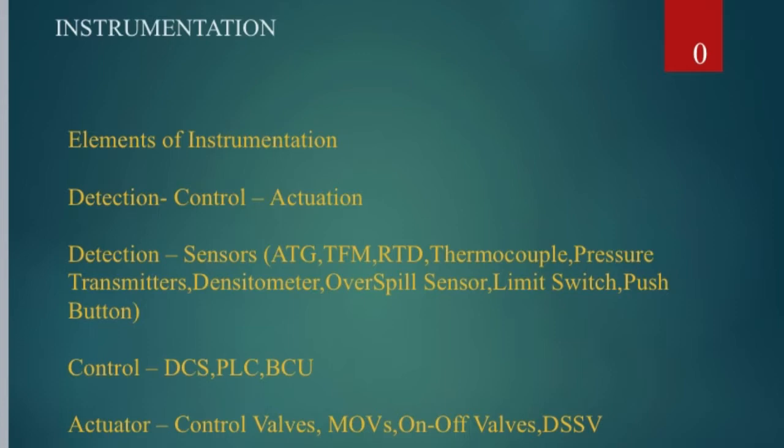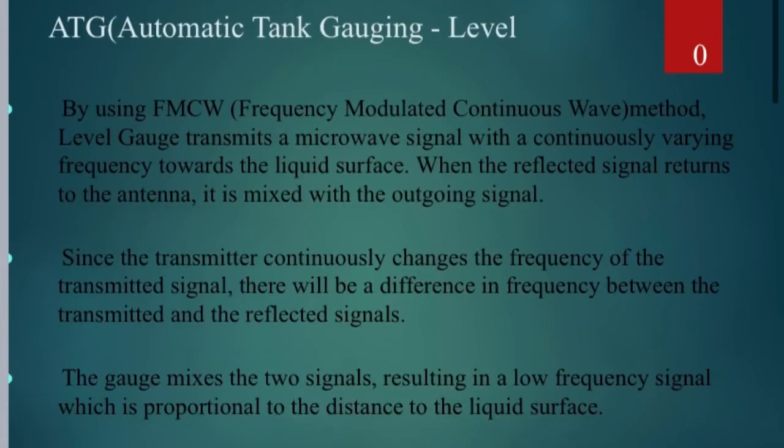Detection. Sensors such as ATG, TFM, RTD, thermocouple, pressure transmitters, densitometer, overspill sensor, limit switch, push button. Control. DCS, PLC, BCU. Actuator. Control valves, MOVs, on-off valves, DSSV. ATG. ATG stands for Automatic Tank Gauging Level.